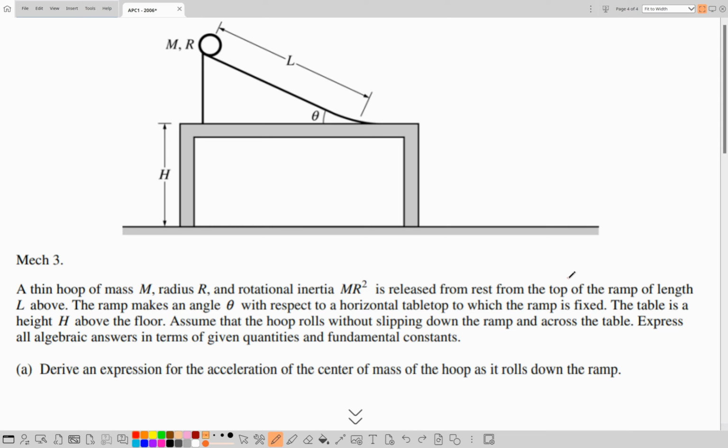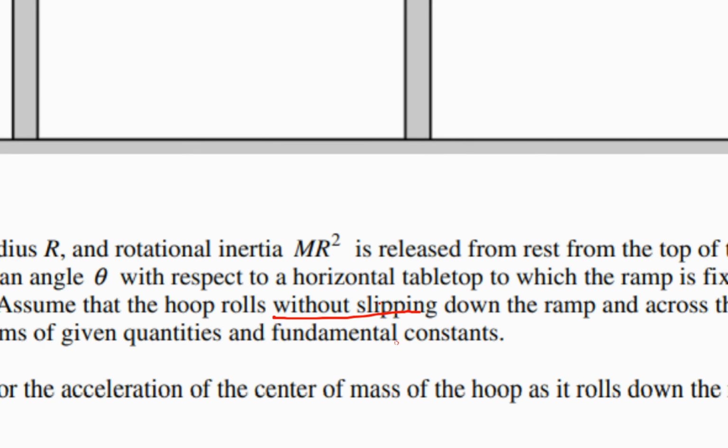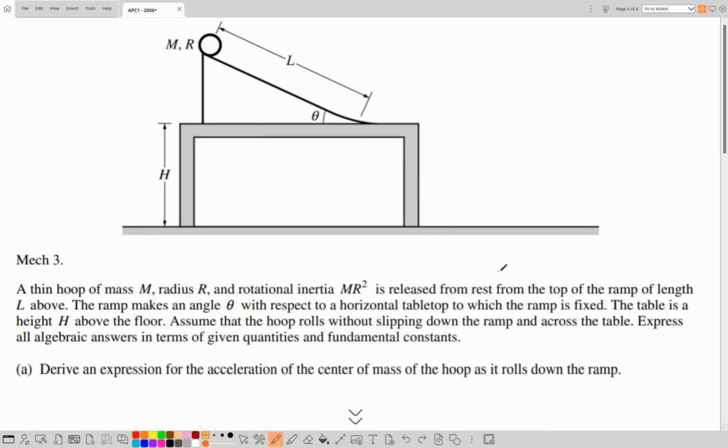The table is a height h above the floor. Assume that the hoop rolls without slipping. Then both variables of motion, rotational and translational, are related to each other, down the ramp and across the table. Express all algebraic answers in terms of the given quantities and fundamental constants, basically M, R, L, h, and theta.